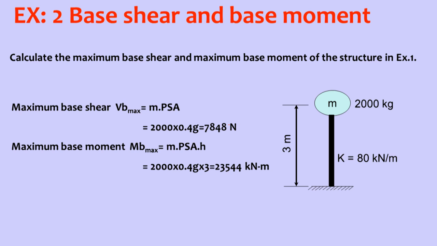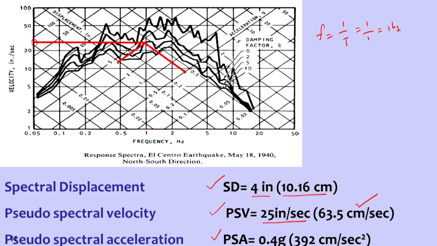Then calculate the maximum base shear and maximum base moment of the structure in the given example, example 1. Base shear can also be calculated in another manner, that is mass into acceleration. So what is that acceleration? Pseudo spectral acceleration from the tripartite plot or response spectrum plot for acceleration. The mass given is 2000 and the acceleration value is 0.4 g.